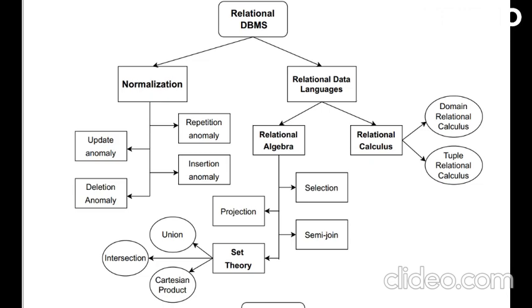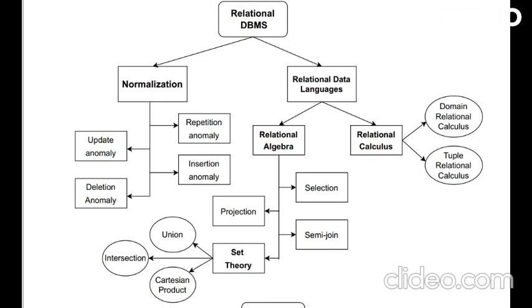Another relational data language is relational algebra language. Relational algebra language consists of a set of operators that operate on relations. Some of them are selection, projection, semi-join, and join. Selection produces a horizontal subset of a given relation. On the other hand, projection produces a vertical subset of a relation. A semi-join is a technique for processing a join between two tables that are stored at different sites.